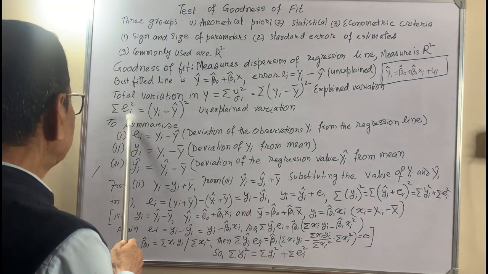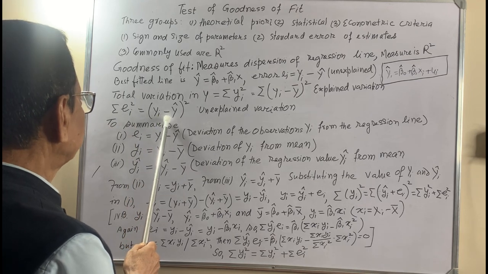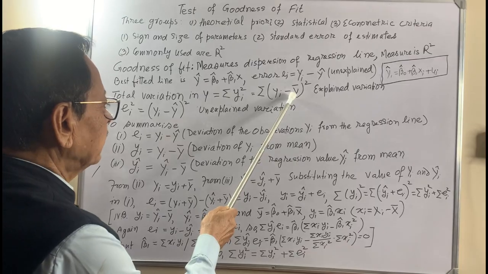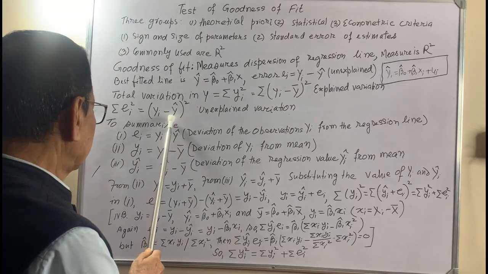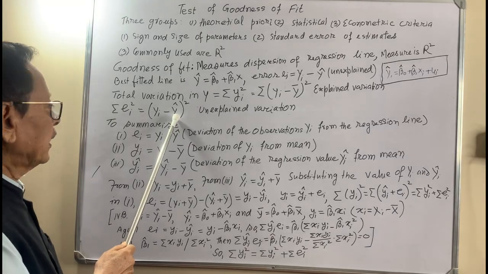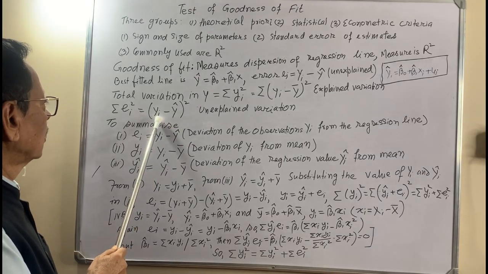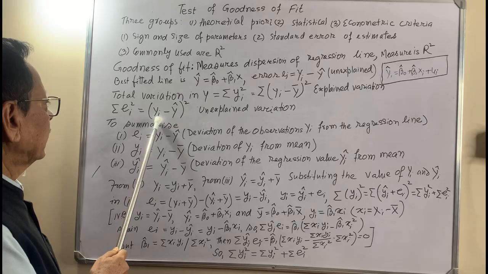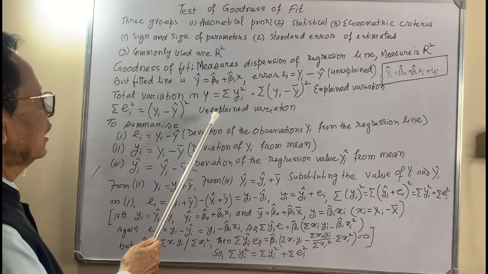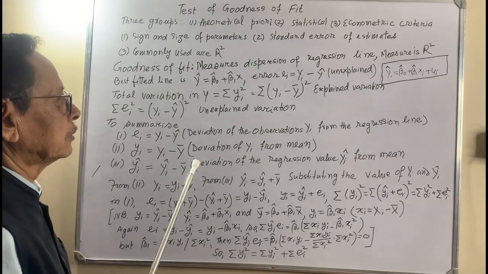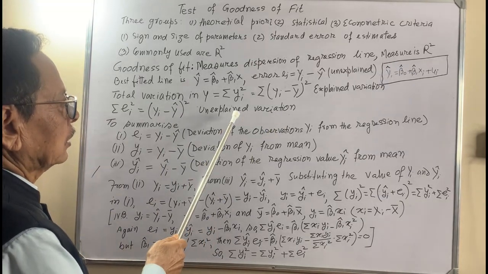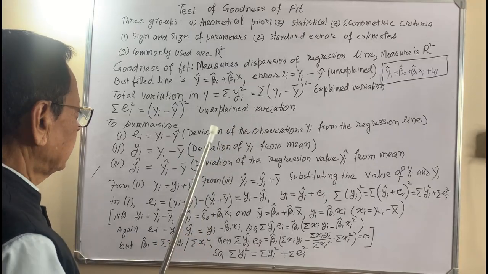And summation e i square is equal to y i minus estimated y. So this is y bar, that means mean. But when we subtract estimated y from y i, so this square, this gives the unexplained variation.